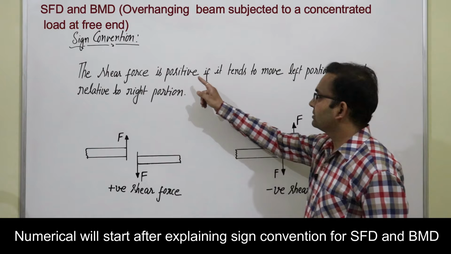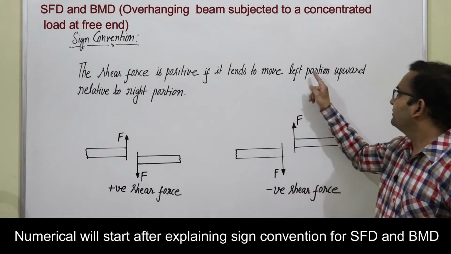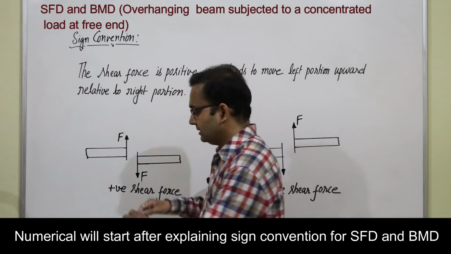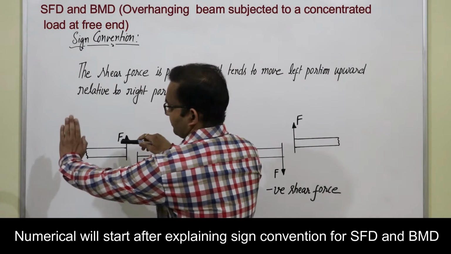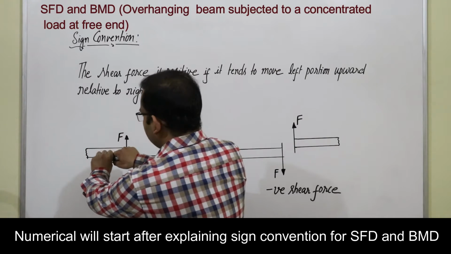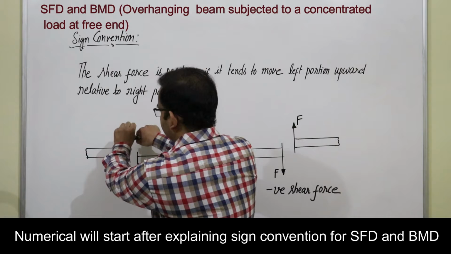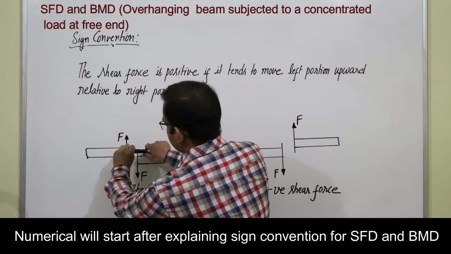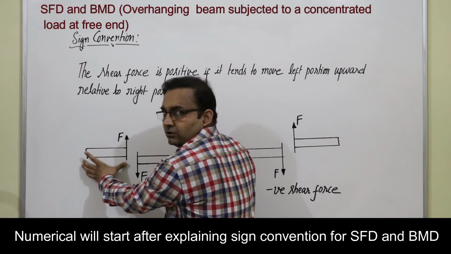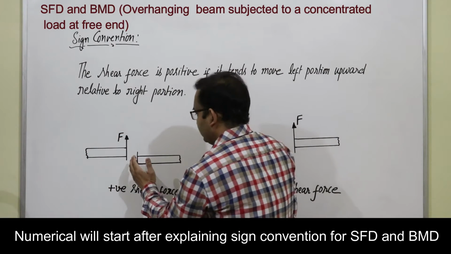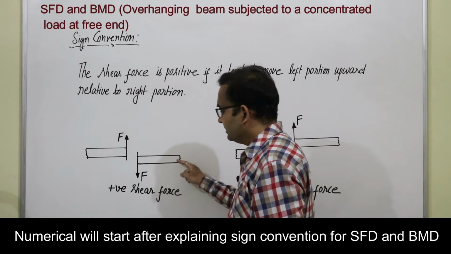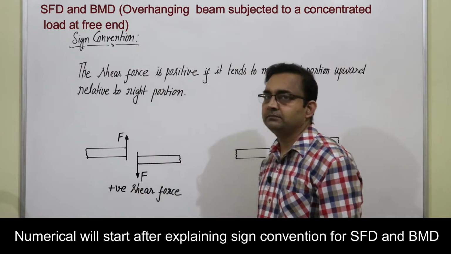The shear force is positive if it tends to move left portion upward relative to right portion. Suppose this is a beam and this is left part, this is right part. On left part I am applying force upward, and on the right part force is applying downward. If this is the case, it is a positive shear force.